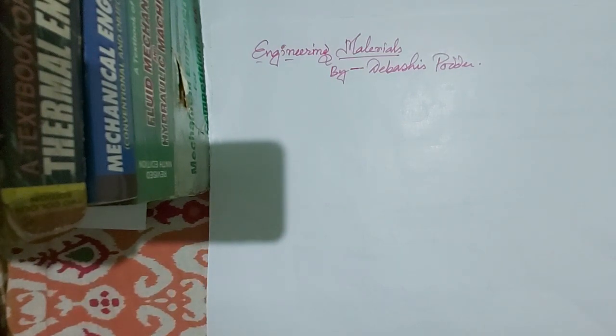So that's all for today's class. Today we have discussed the solidus and liquidus lines, one phase region, isomorphous system, and the copper-nickel diagram. In my next lecture we will discuss the two phase region.